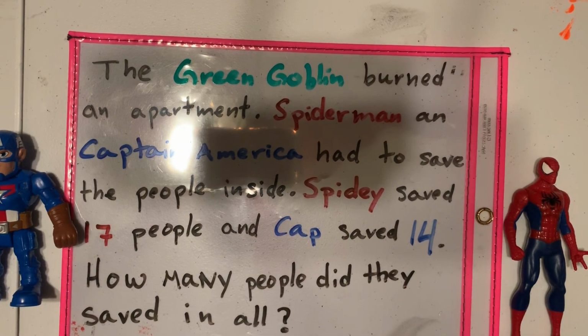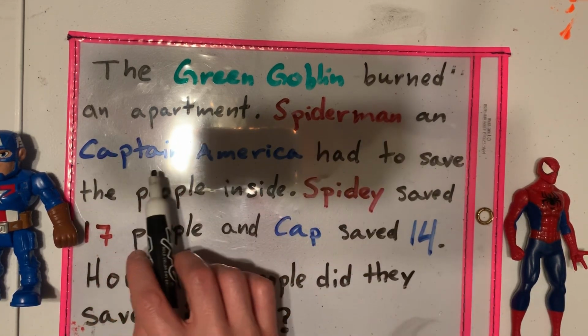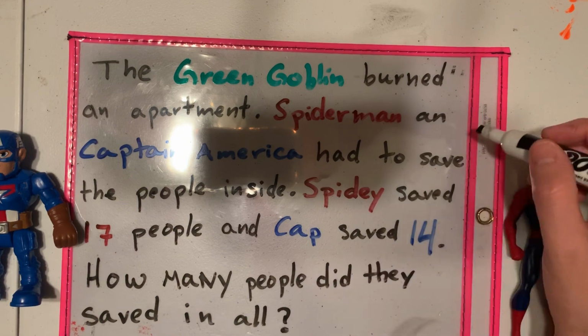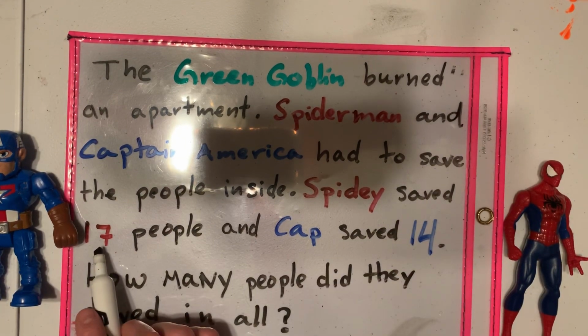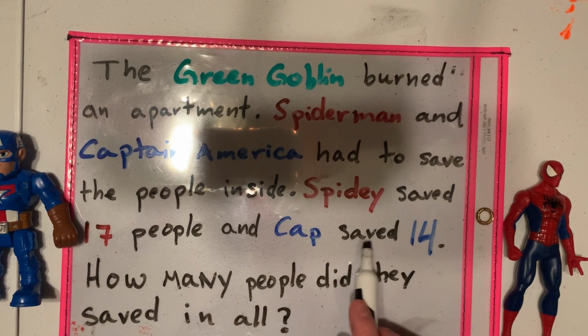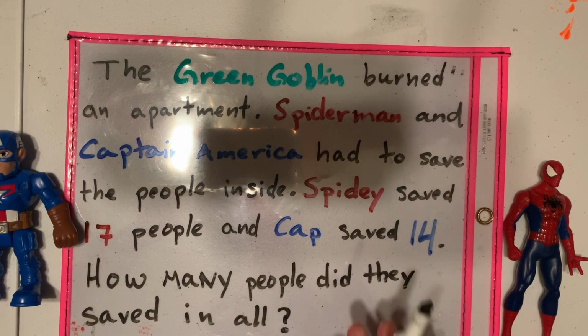The word problem says, the Green Goblin burned an apartment. Spider-Man and Captain America had to save the people inside. Spidey saved 17 people and Cap saved 14. How many people did they save in all? So now, I think I'm understanding what the story is about because remember, the word problem is just a story. El problema verbal es solamente un cuento, una historia.